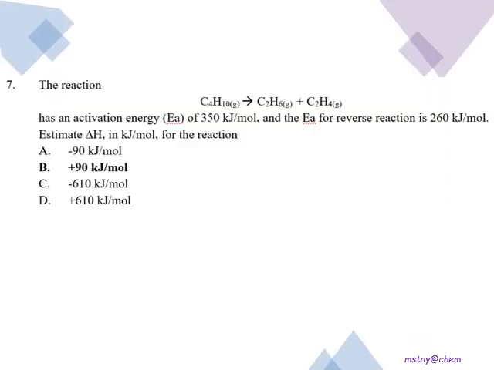Now it's time to proceed to tutorial questions. Let's start with objective question, tutorial 7. The reaction C4H10 will produce C2H6 and C2H4 has the activation energy of 350 kJ per mole. When the question doesn't mention forward and they just write down activation energy, basically it refers to forward activation energy, while the activation energy for the reverse is 260 kJ per mole.